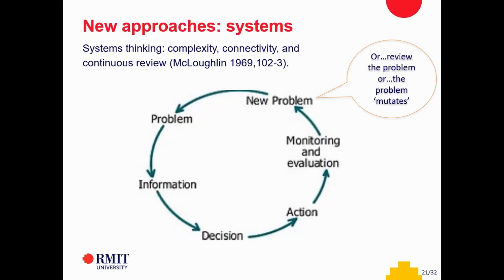And therefore, what started off with a particular problem can actually mutate into a different type of problem, and it requires more review. So you have this circular process: new problem, information, decision, action, monitoring and evaluation, and then back to the problem again. So it's a continuous process. There's no sense of having reached a solution. It's a continuous process of review. And this gives you, obviously, much more wriggle room. It's not as dogmatic as a rational comprehensive approach.